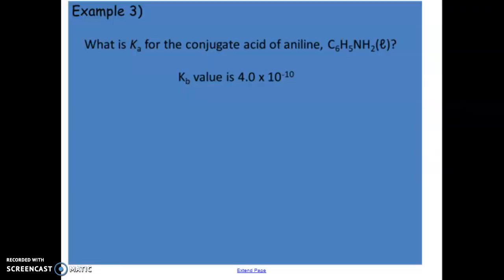Okay, so let's take a look at this. What is the Ka for the conjugate acid of aniline, which is a weak base? The Kb value is this. So we have a weak base, and we want to know what the Ka value would be for the conjugate acid of this weak base.